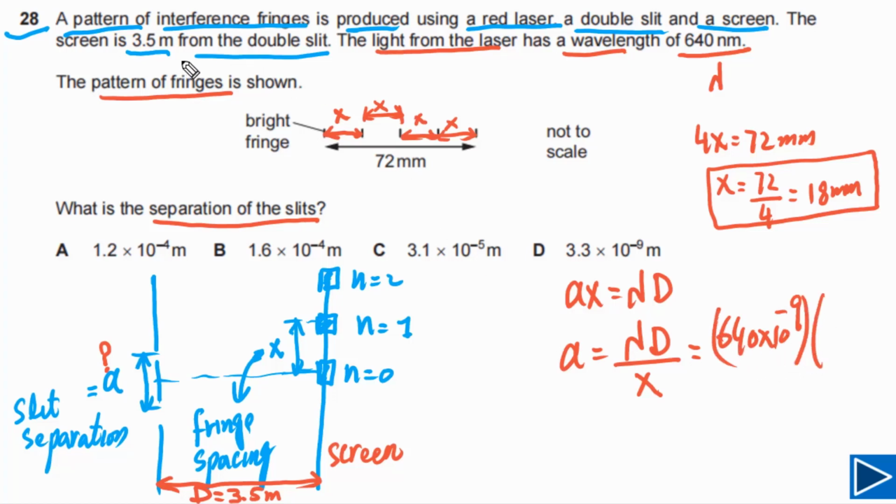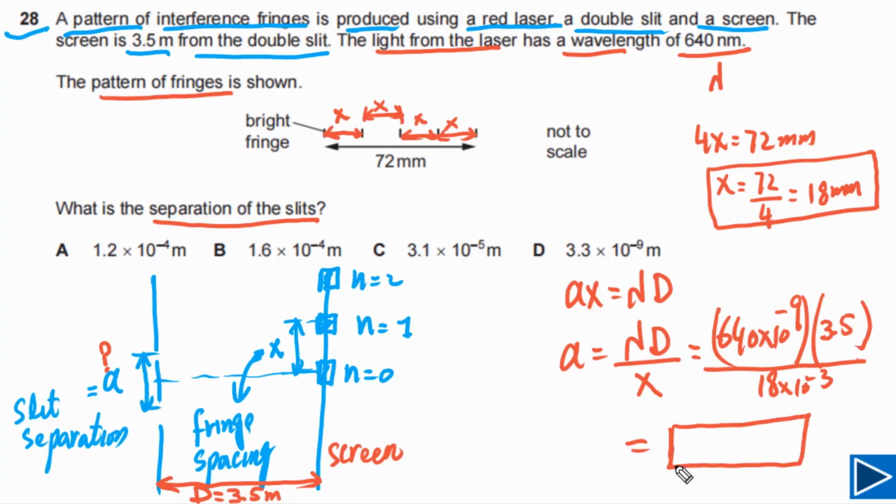D is given, that is 3.5 meters. So this is 3.5 meters. We have to divide by x. X is equal to 18 millimeters. Now simply we need to solve this one for a. If we solve this one for a, our final answer will be 1.2 times 10 to negative 4 meters. So the answer for this question is A.